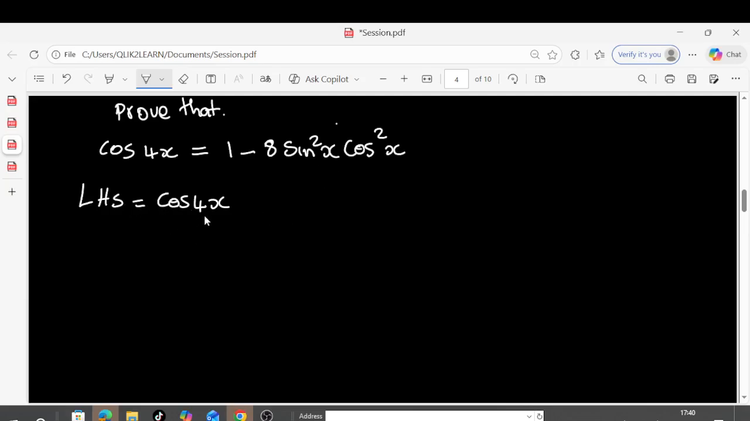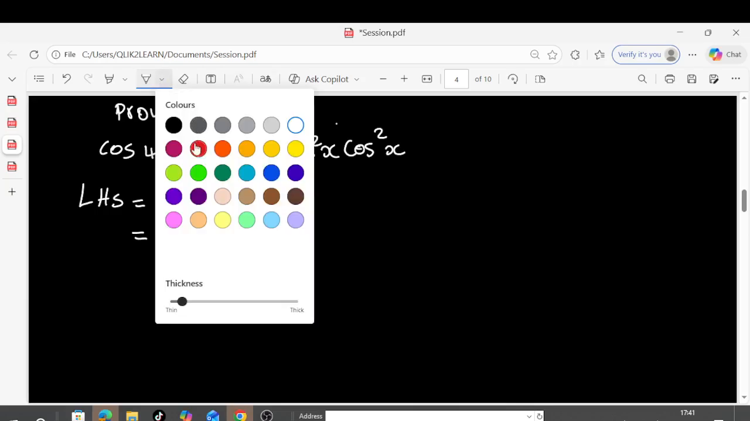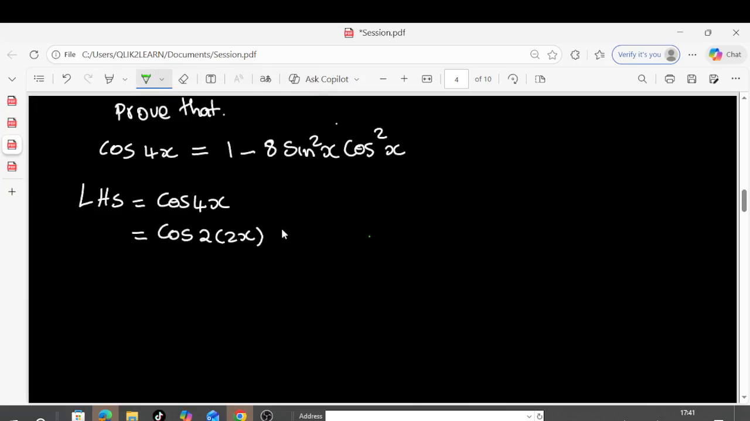We know that we can break the 4x as what? This 4x will be the cos of 2 into 2x. Yes, this will be the double angle for cos. So if this is the double angle for cos, we can write this as cos 2a, where a is 2x. Please note that a is 2x.